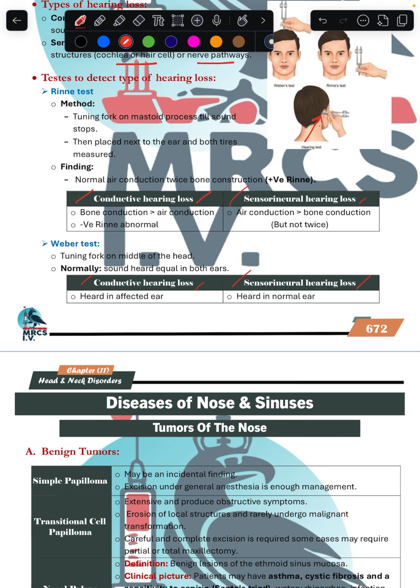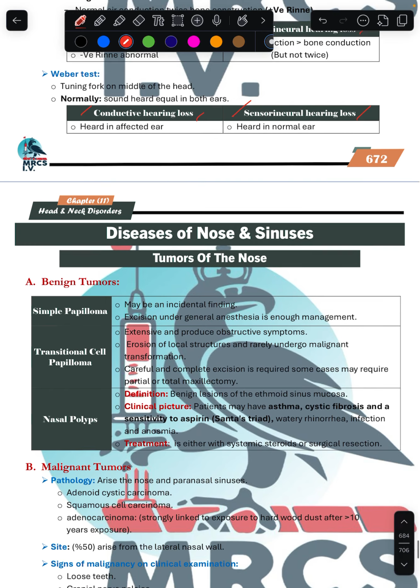Normal sounds are heard equally in both ears. A normal person should hear equally, but if he has sensorineural deafness, the sound is heard in the normal ear, not in the affected ear.